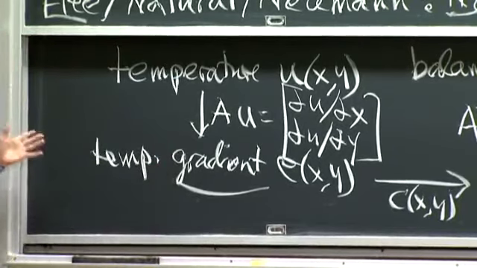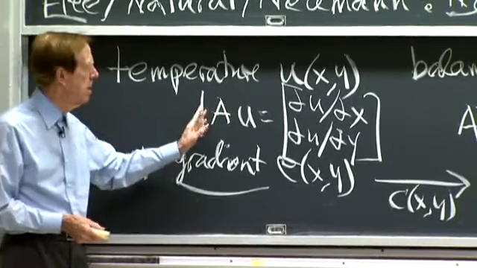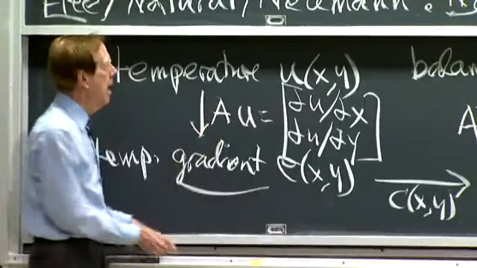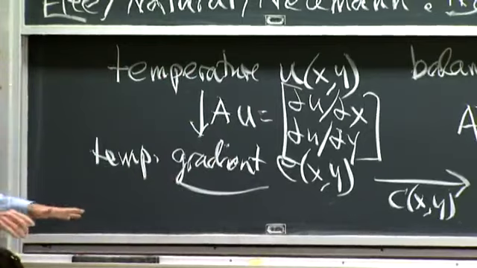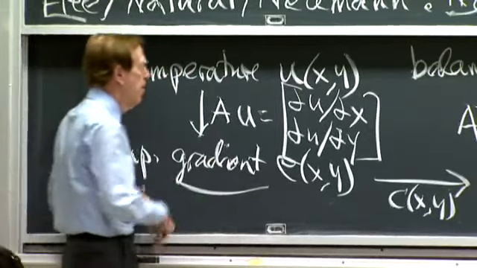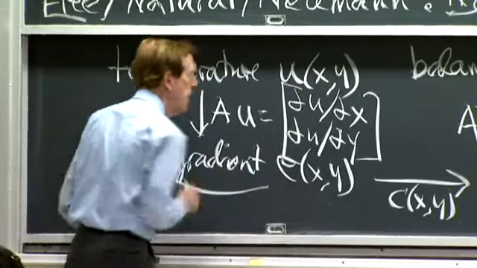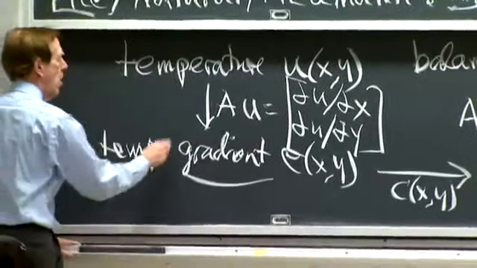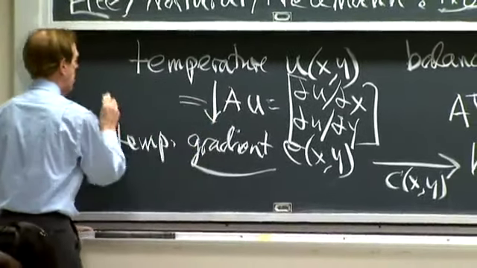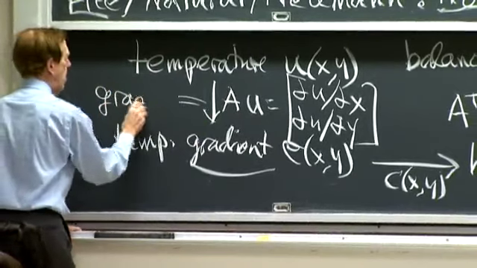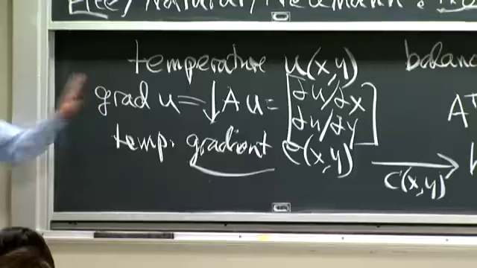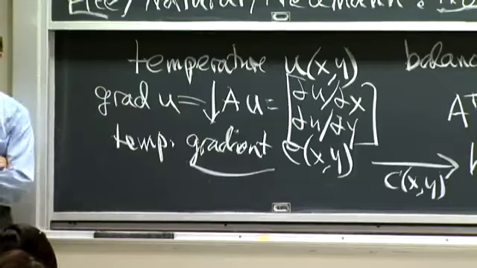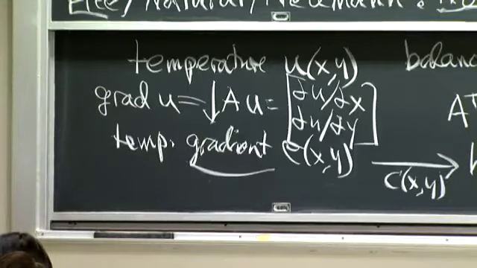In fact, the final major example of the course is when A acts on a function of two variables, because I'm in a region in the plane, to find its rate of change, and this is called the gradient. So the shorthand is the gradient of U. So we have to understand that. We have to understand what the gradient is.